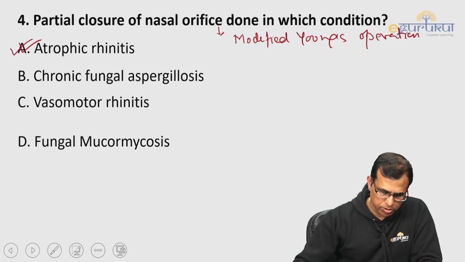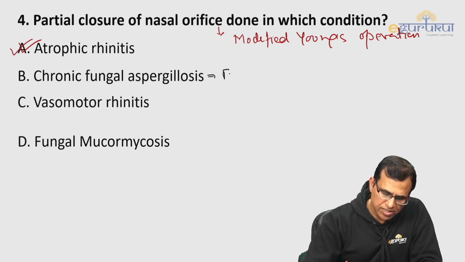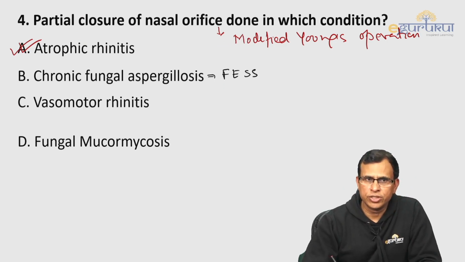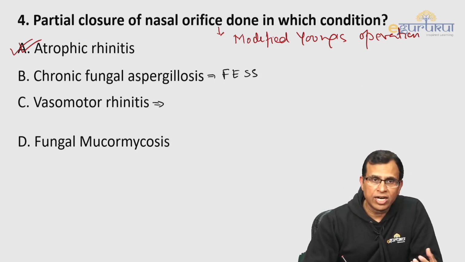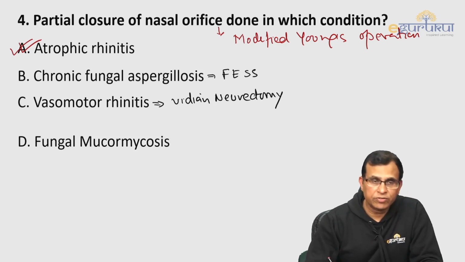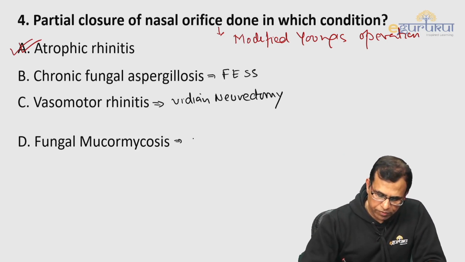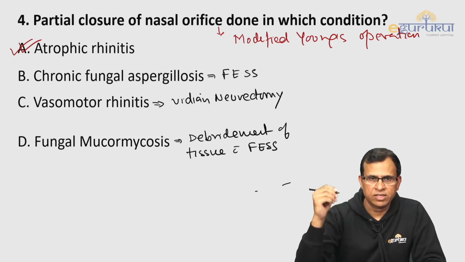Let us look at the other choices. Chronic fungal aspergillosis, in this we do a surgery called FES, functional endoscopic sinus surgery. In vasomotor rhinitis, if you have to do a surgery, it is Vidian neurectomy. This is another very important MCQ. The surgery done is called Vidian. You have to cut the Vidian nerve, called Vidian neurectomy. And fungal mucormycosis, we have to do debridement, surgical debridement of involved tissue, with the help of again the same FES, functional endoscopic sinus surgery.